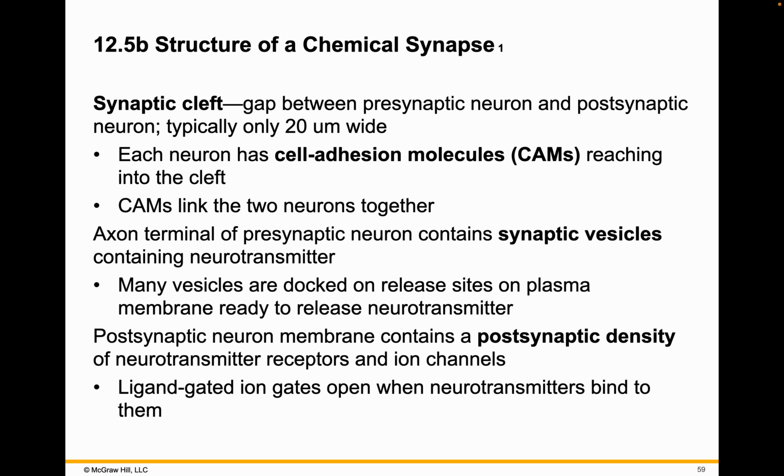The synaptic cleft is about 20 nanometers wide. There are cell adhesion molecules reaching into the cleft. Those cell adhesion molecules link the two cells together. Axon terminals of presynaptic neurons contain synaptic vesicles that have the neurotransmitter in them. There are many vesicles docked on release sites on the plasma membrane, ready to be fired. A postsynaptic neuron contains a higher postsynaptic density of neurotransmitter receptors and ion channels. These are ligand-gated ion channels that open when the neurotransmitter binds to them.